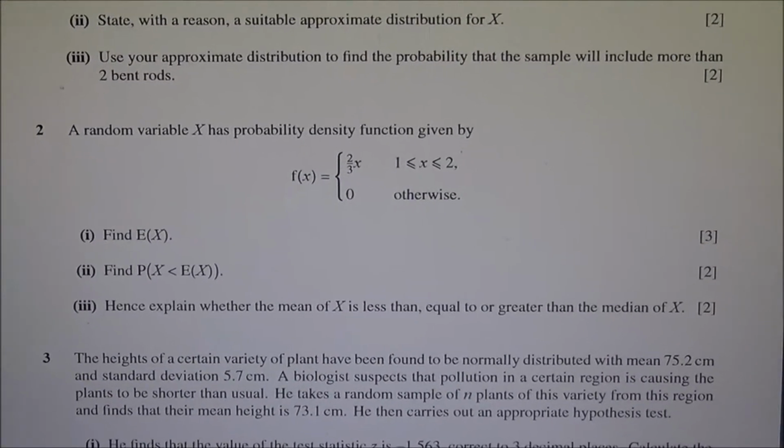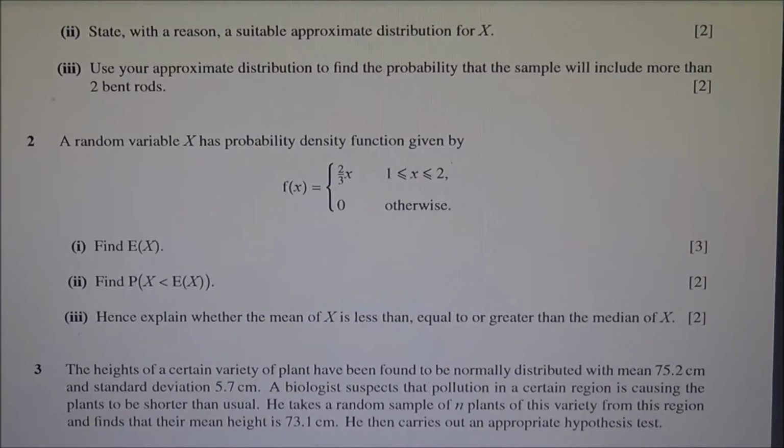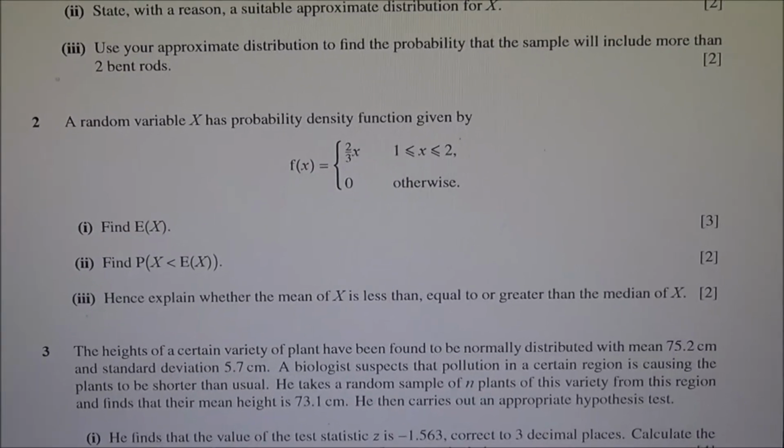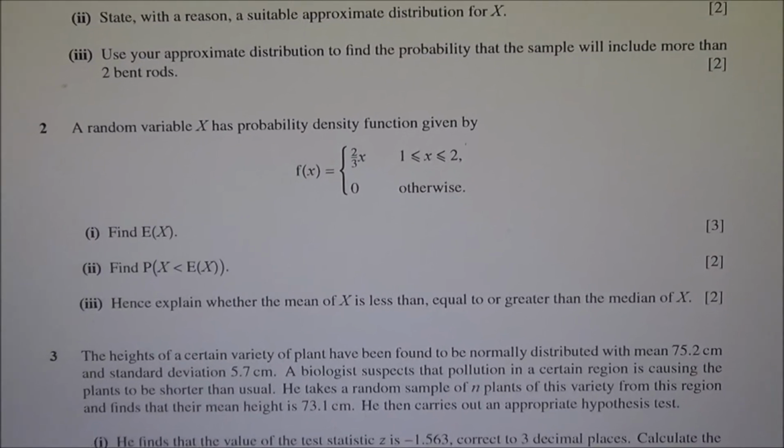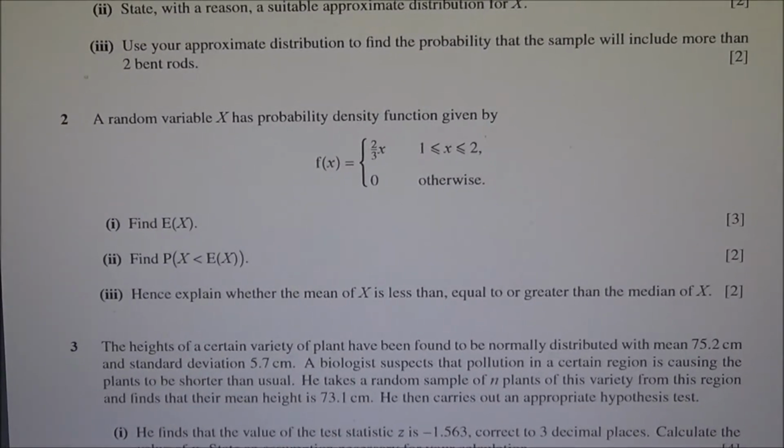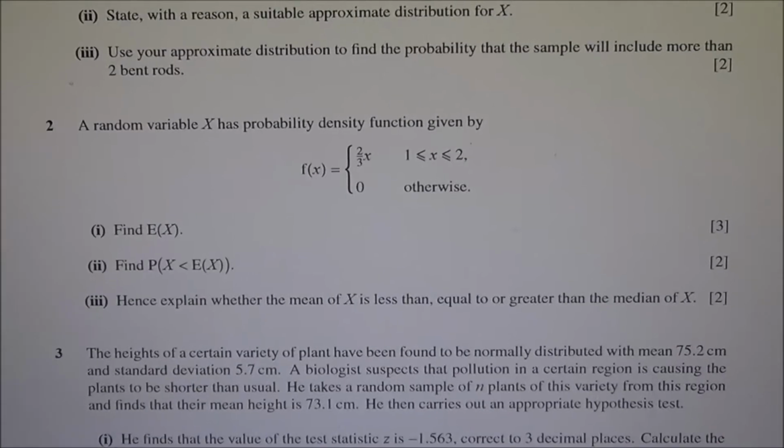Hi, for question number 2 from June 2013, A-Level Maths HSC S2. A random variable x has probability density function given by f(x) equals 2/3 x for values of x from 1 to 2, 0 otherwise.